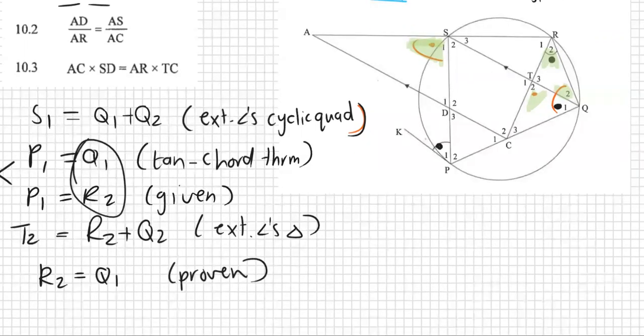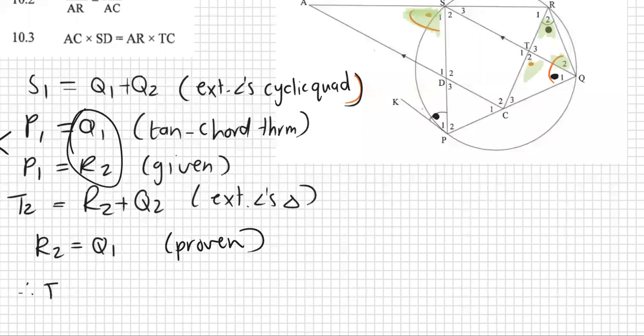Finally, therefore, T2 is equal to Q1 plus, instead of R2, we put Q1 plus Q2. And we knew that Q1 plus Q2 were equal to S1 because it was an exterior angle of the cyclic quad that was given. That was 10.1.